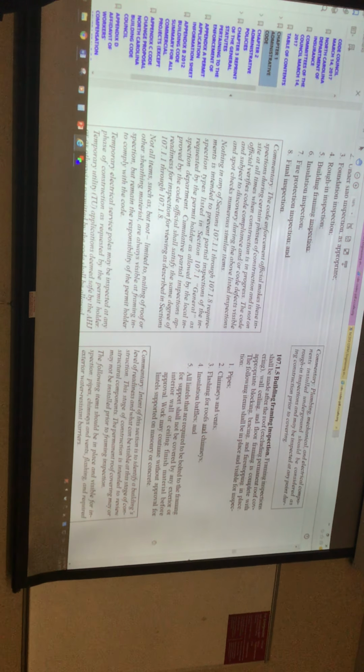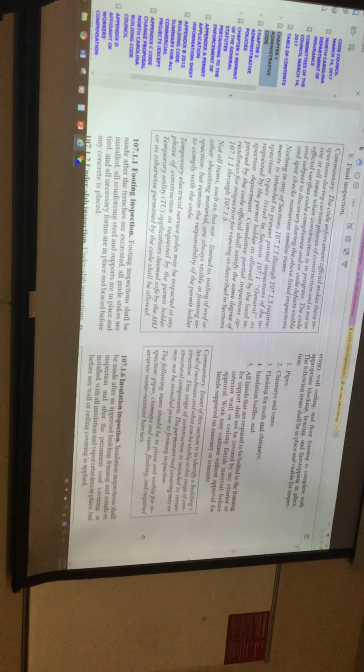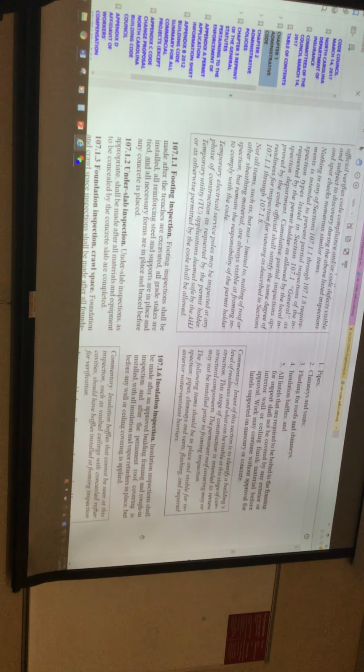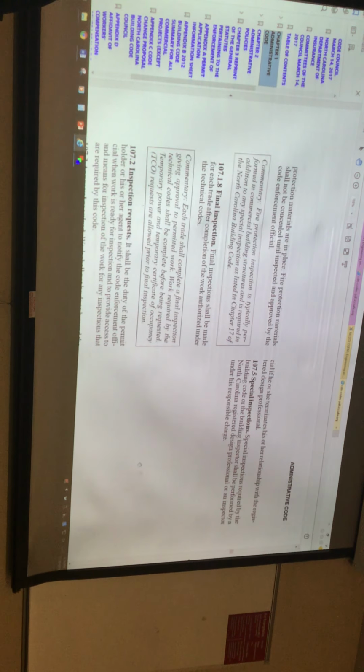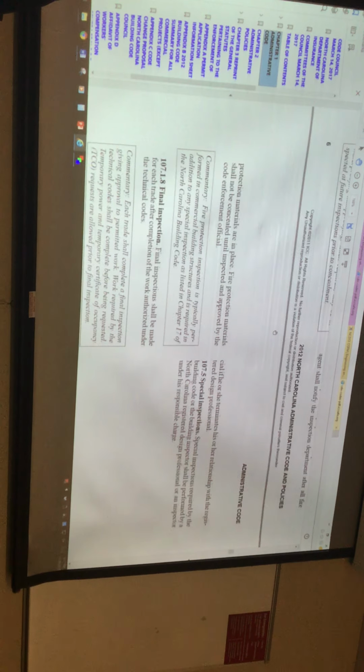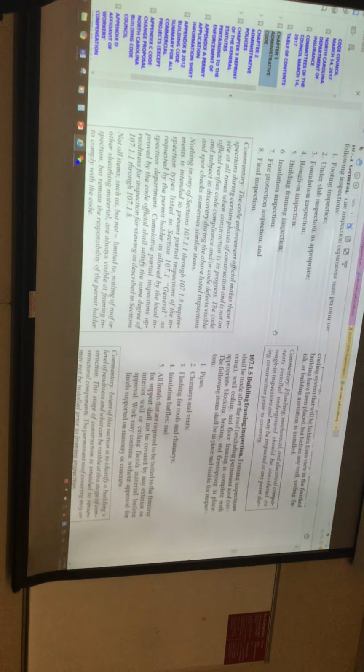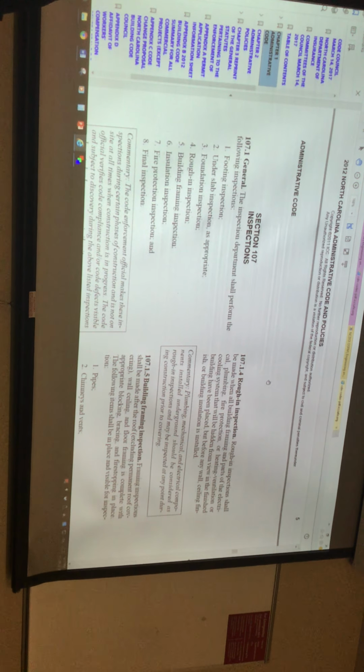Rough ends, building framing inspection, and then we get to the insulation. After we do the framing, we can allow them to insulate, and then after the insulation, the only thing left in the residential is a final inspection. We don't do a fire protection inspection on residential construction. So it's really just a page or 2 in this book. And that's the administrative code.